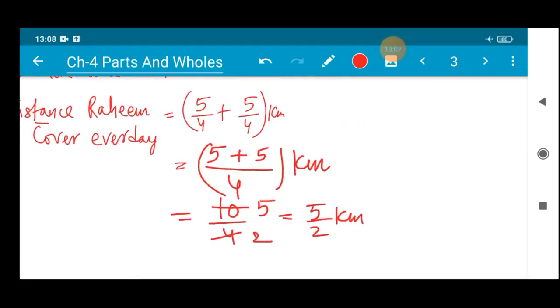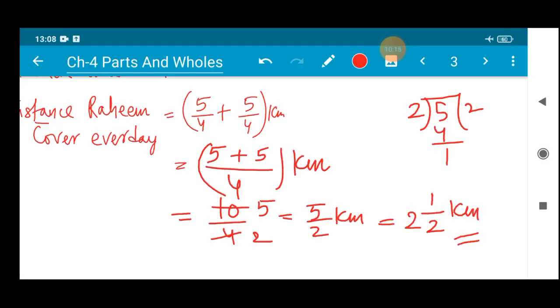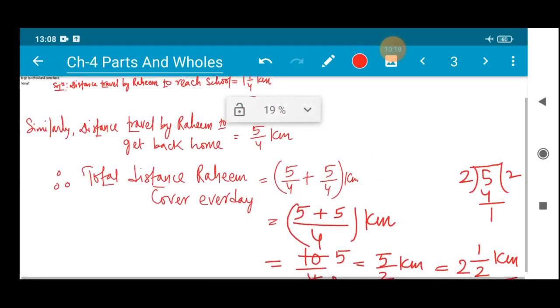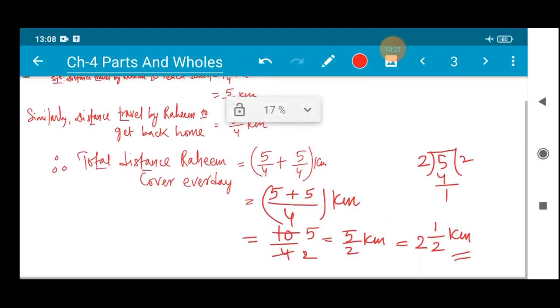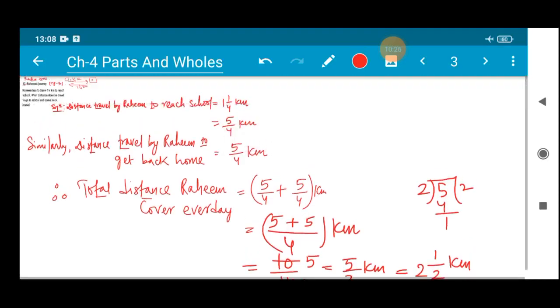The value, if I calculate this in a mixed fraction, 2 2s are 4. It is 2 whole 1 by 2 kilometer. Okay, so this is the way of finding. So to go to school and back home, every day he is traveling 2 whole 1 by 2 kilometer or 5 by 2 kilometer.